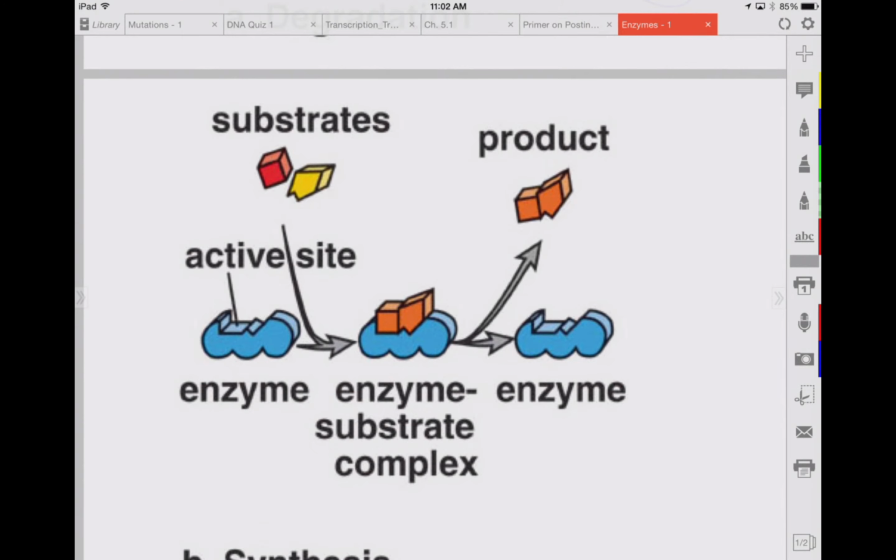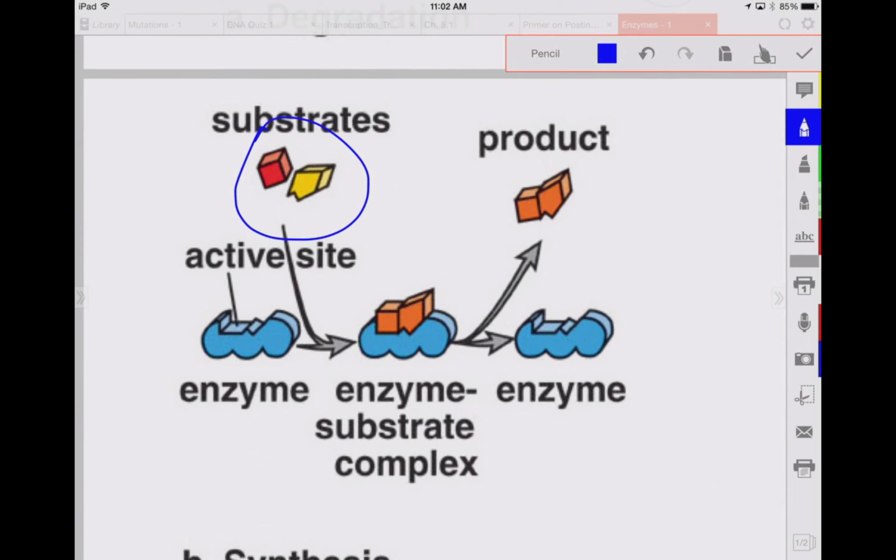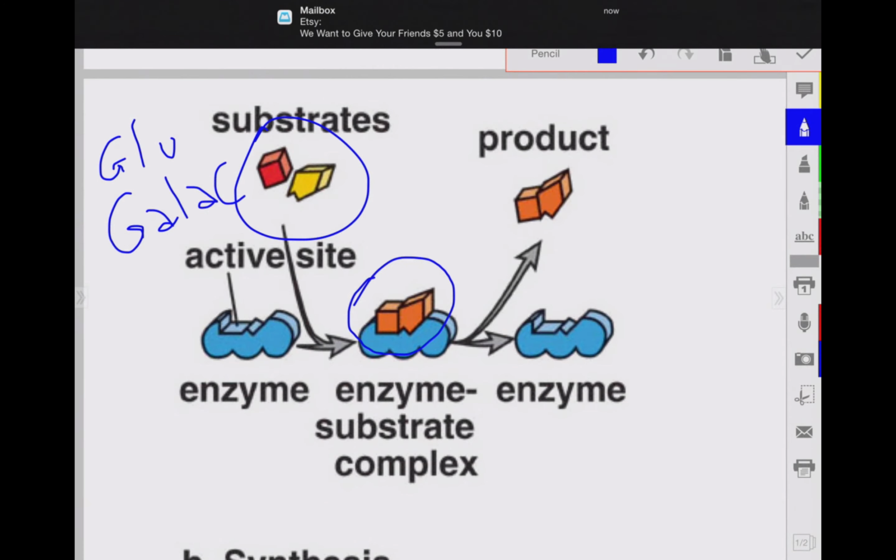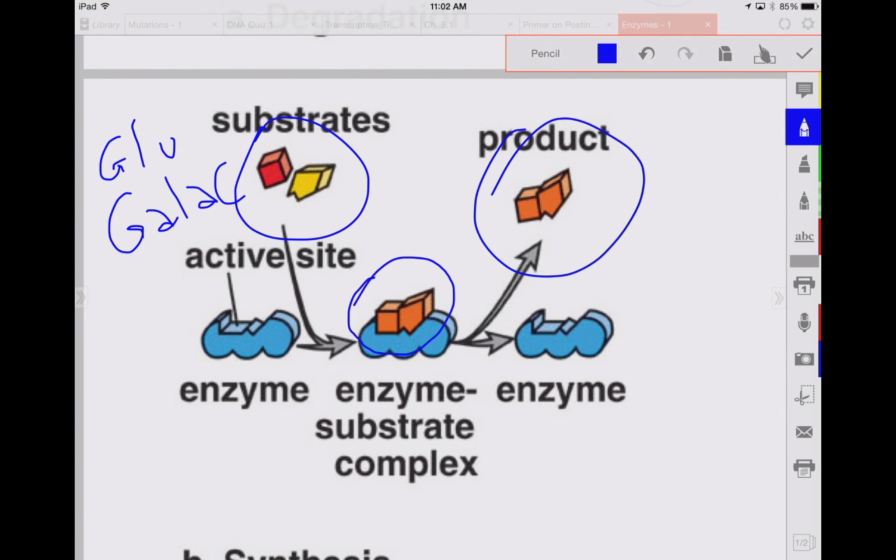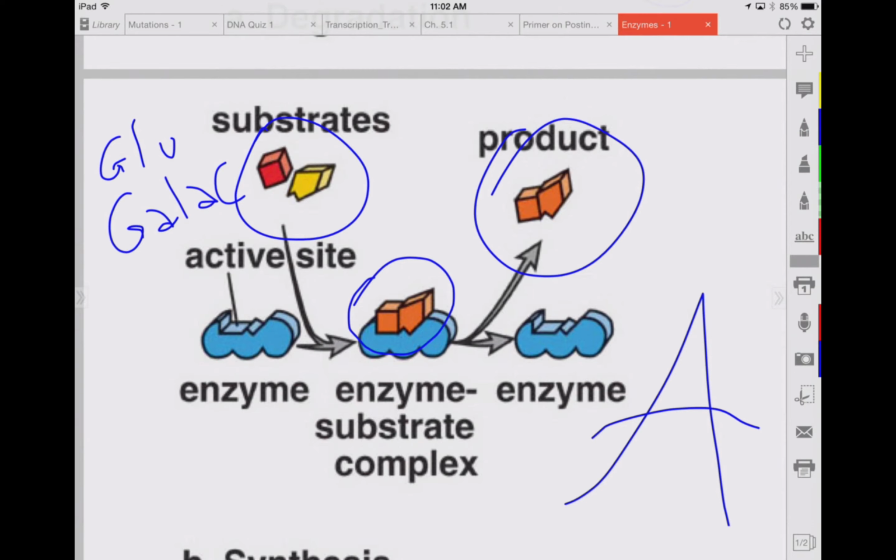In this case, if we're bringing in raw materials like this, let's say we're bringing in glucose and galactose. If we bring them together with an enzyme like this, then what we're building up, geez, thank you, Etsy. Sure, I'll take $5, is we're building up a product. So this is an anabolic process, not a catabolic one. There we go.